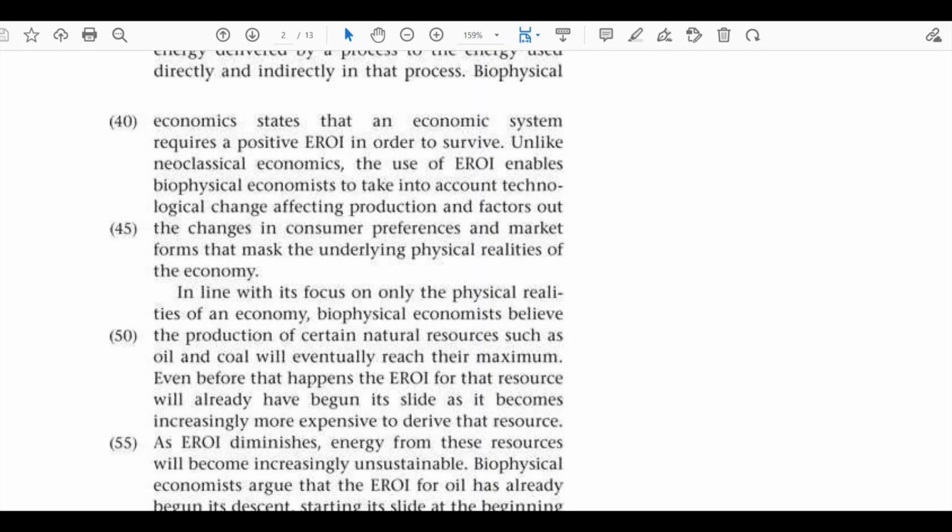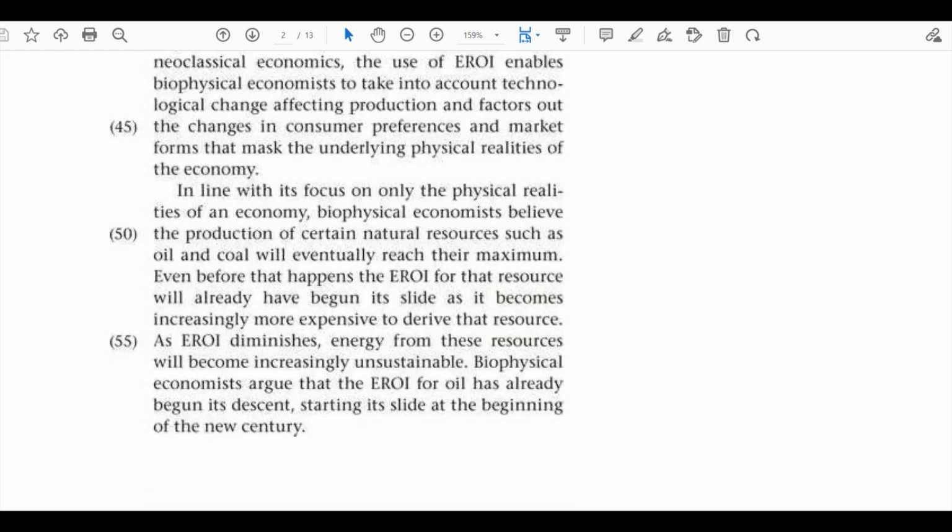Even before that happens, the EROI for that resource will already have begun its slide as it becomes increasingly more expensive to derive that resource. As EROI diminishes, energy from these resources will become increasingly unsustainable. Biophysical economists argue that the EROI for oil has already begun its descent, starting its slide at the beginning of the new century.